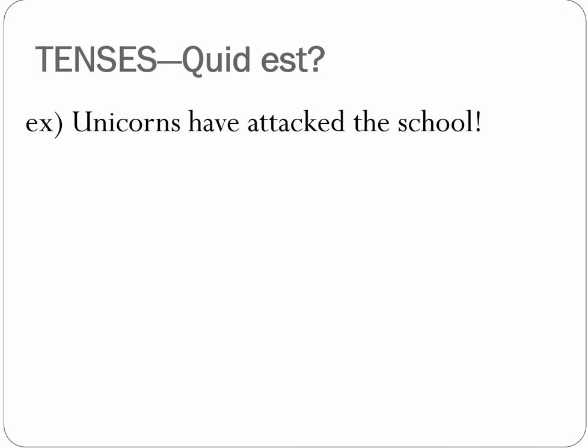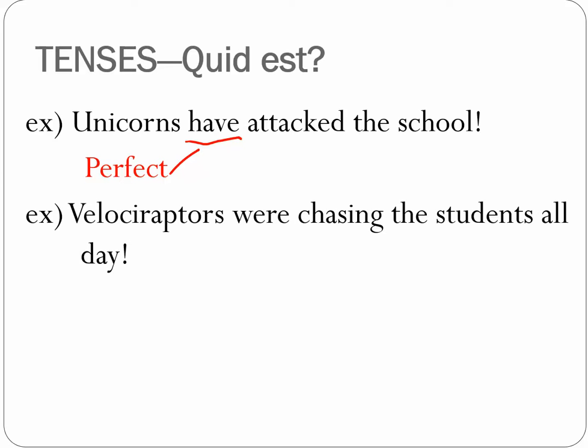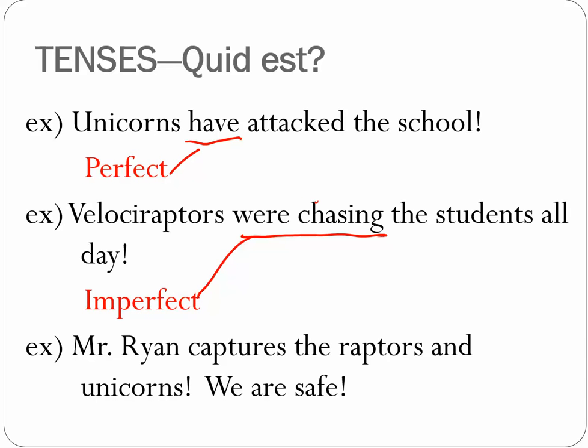So what tenses are these things? Unicorns have attacked the school. Well, when we look at have, that's actually perfect tense. Velociraptors were chasing the students all day. We look at were chasing, that's going to be imperfect tense. Mr. Ryan captures the raptors and unicorns. We are safe. Captures are present, right? Happening now.